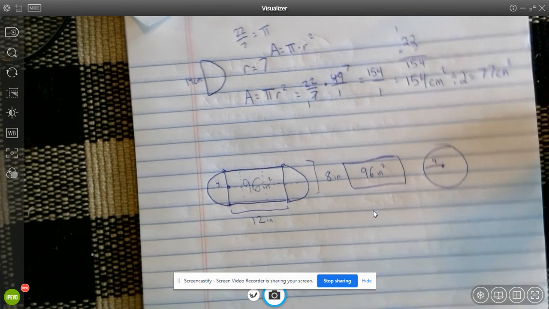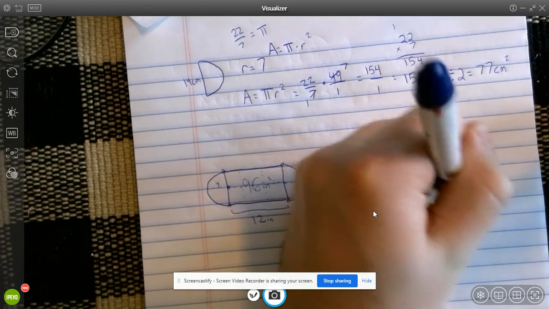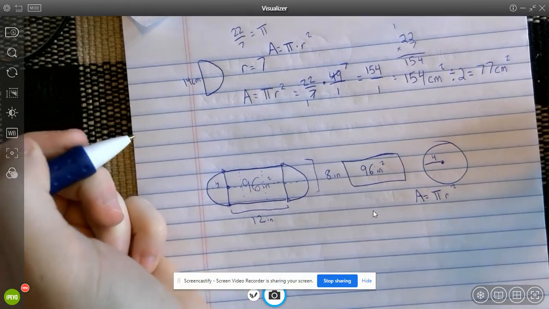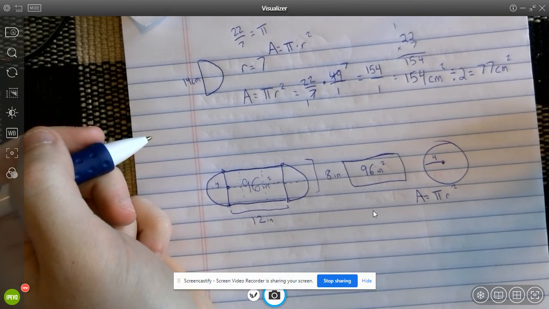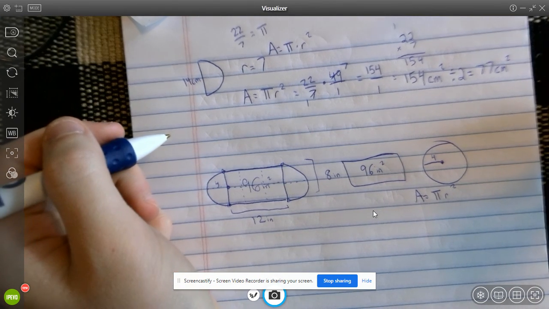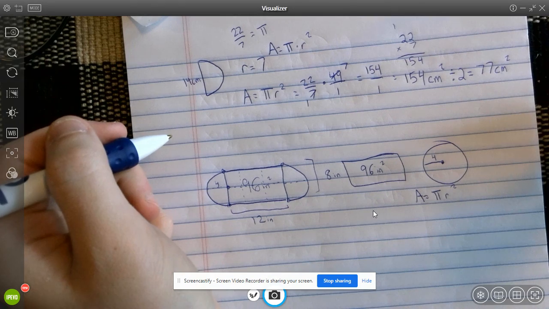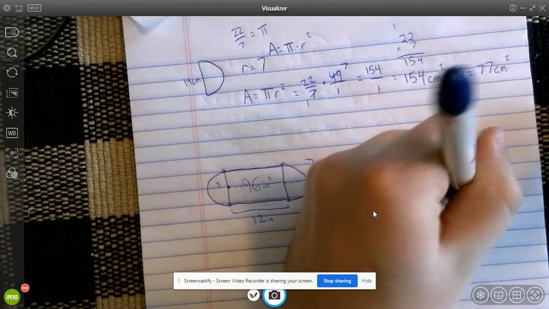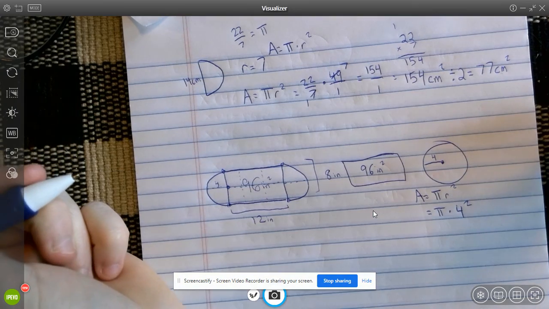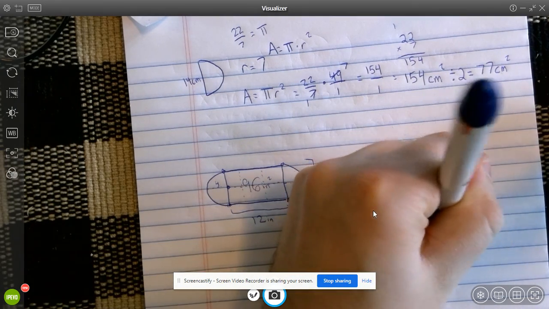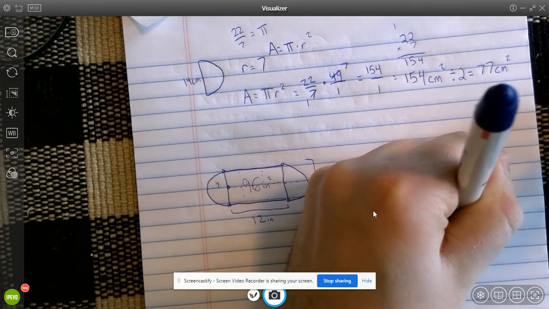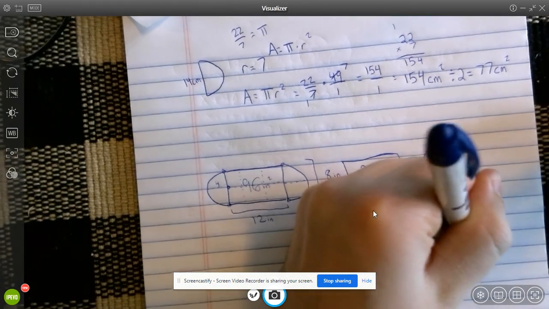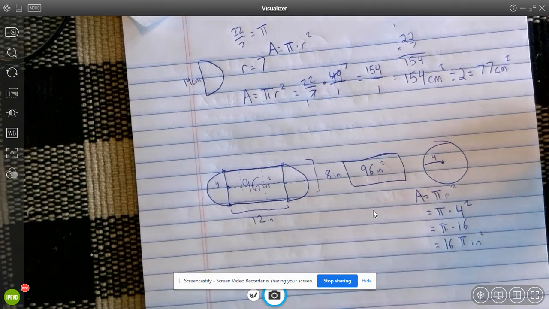So we have area is equal to pi r squared. And we know that pi, actually, you know what? Let's leave it as a symbol for now. So we'll say that our area is equal to pi times 4 squared. And 4 squared is 16. So I'm just going to rearrange this. It's going to be pi times 16, but usually we write that as 16 pi inches squared.